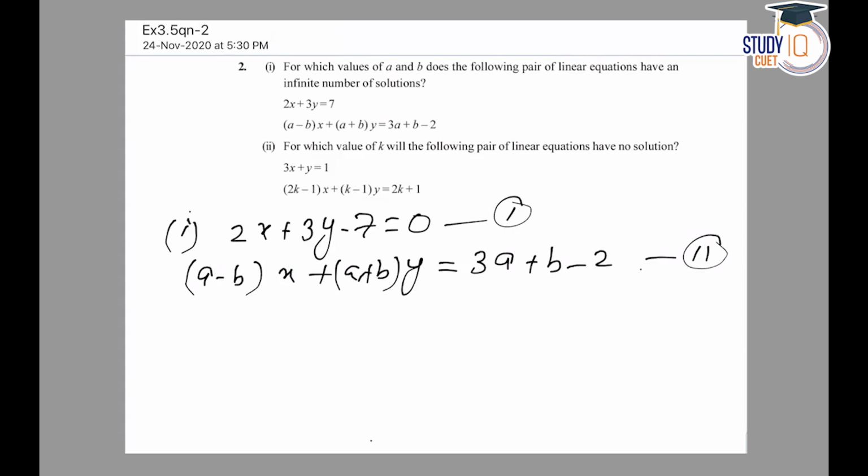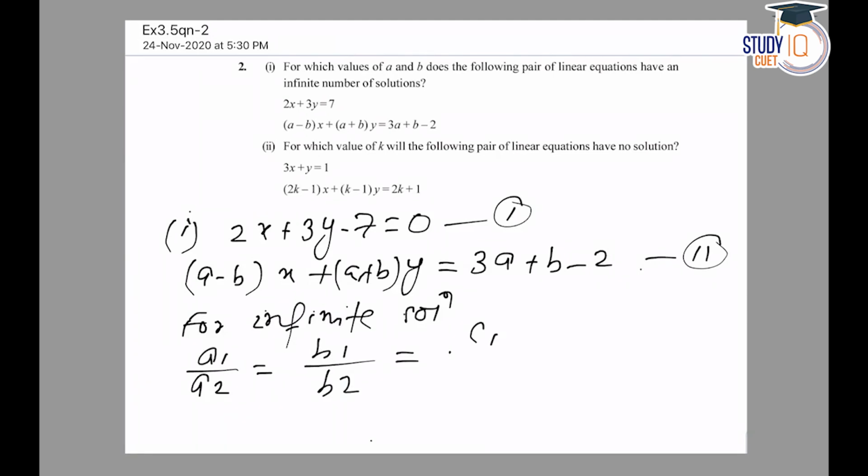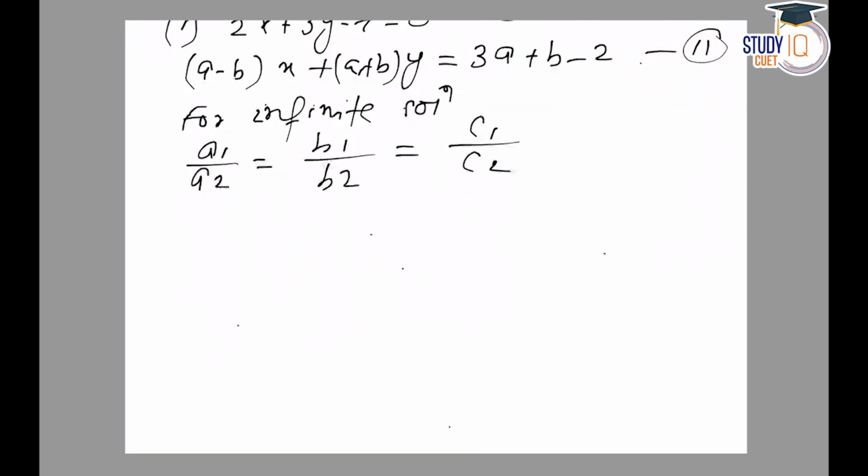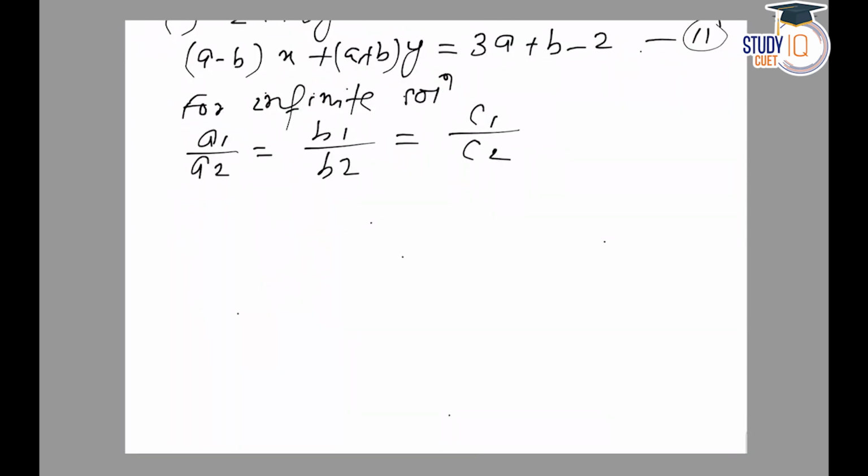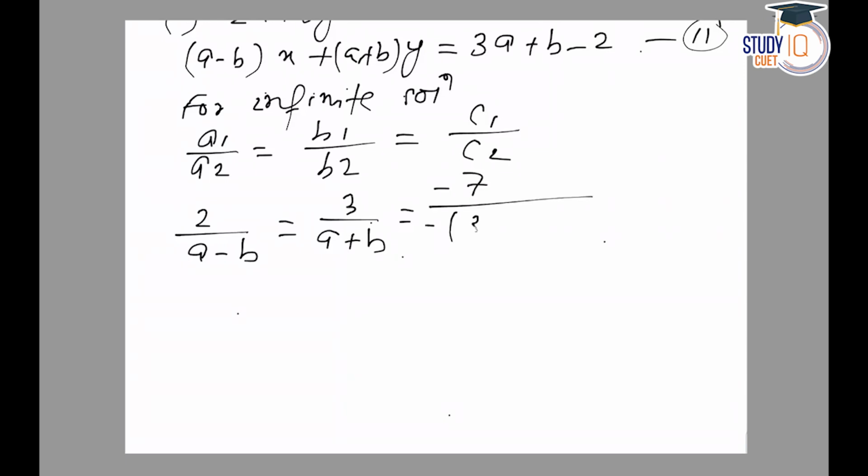So, for infinite solutions, we know that a1 upon a2 equals b1 upon b2 equals c1 upon c2. So, here a1 upon a2 is 2 by (a minus b), b1 upon b2 is 3 divided by (a plus b), and c1 upon c2 is minus 7 divided by minus (3a plus b minus 2).